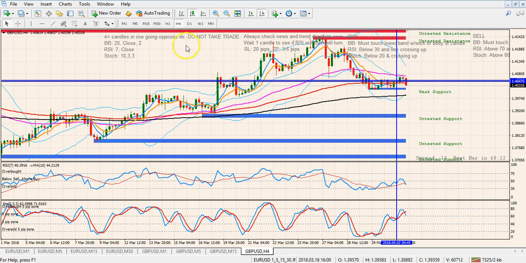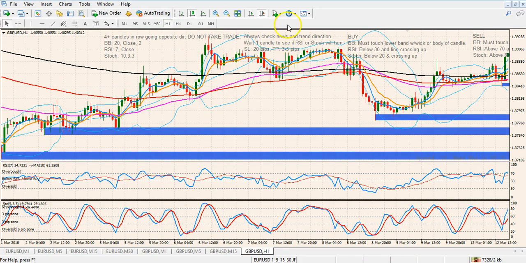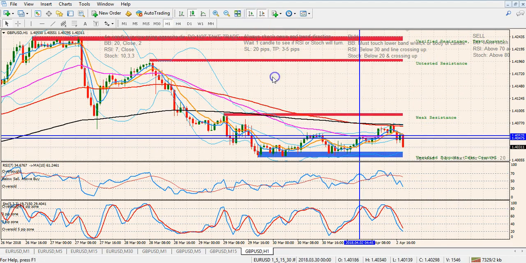Just take your pips. Don't get greedy, folks. You don't have to get greedy, because you can do this all day, every day. Any day of the week, day or night. You want to do this, you can do this. You can do it in Forex. You can do it in crypto. Those are the two I trade. Heck, you might even be able to do it in stocks. I don't know. I don't trade stocks.